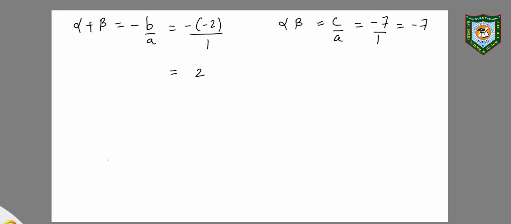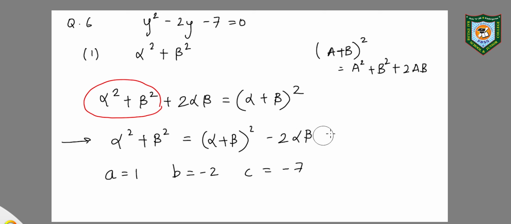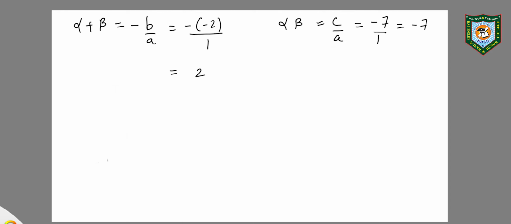and now all we need to do is substitute the values for alpha plus beta and alpha beta in this equation 1 that we just received by shifting the values from left to right. So all we need to do is put the values in the equation.